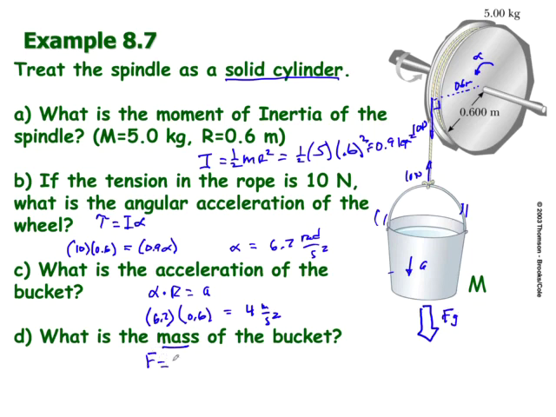F equals ma is a good choice. So in this case, the net force is the force of gravity minus the tension, 10 newtons, that's that force up here, equals the mass, which we don't know, times the acceleration, which is 4. Force of gravity we can rewrite as 9.8 times m minus 10 equals 4m. Rearranging this just a little bit, I can add 10 to both sides, subtract 4m from both sides, and I get 5.8 m is equal to 10. So 10 divided by 5.8 gives us our mass, which is about 1.